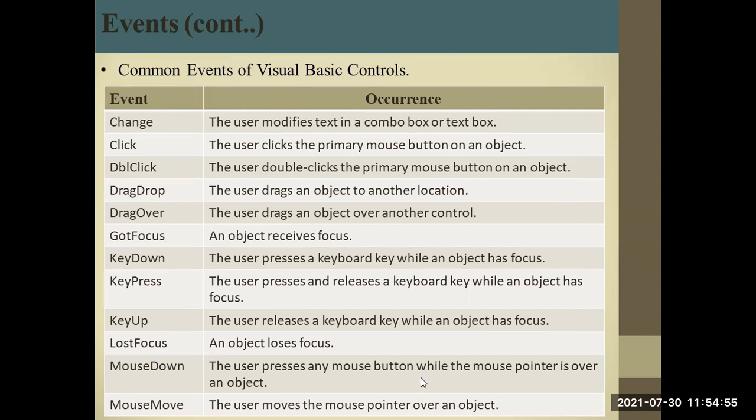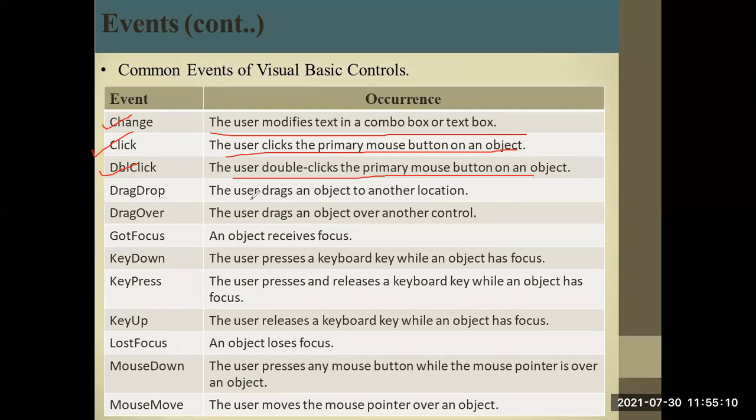Now you can note these down if you want. Our first event is change, and this is the description of it. Then click, which occurs when the click event happens. Then double click, which occurs when the primary mouse button is double clicked on the object. Then drag drop, where the user drags an object to another location. Drag over, where the user drags an object over another control. Then got focus, where the object receives the focus.